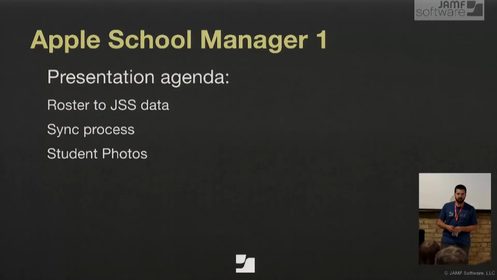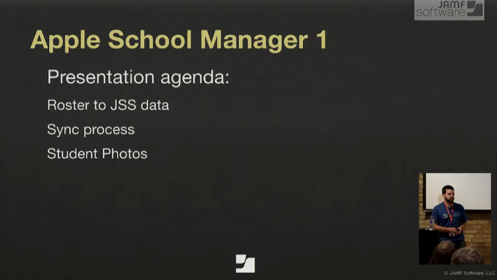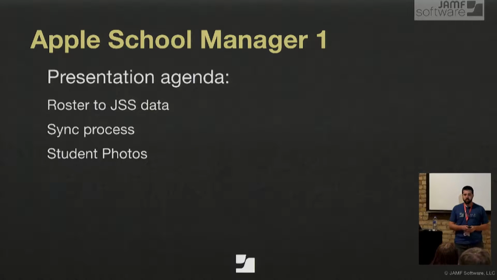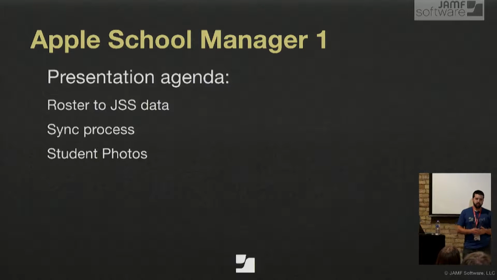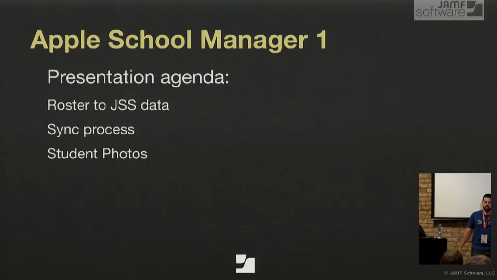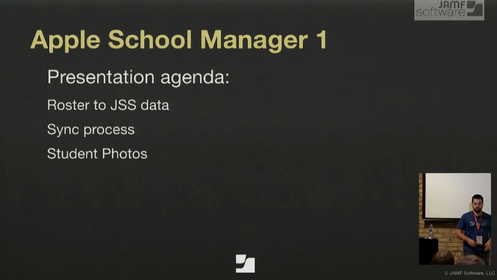So let's get started here. Next slide. All right. So in our first session, we have a few topics we're going to walk through. The first one is when we go into the roster data in your Apple School Manager, what that looks like and how we get that all into the JSS, and that process. Then we'll dive a little bit into how the sync keeps that up to date and what happens in the JSS when that occurs. And then diving a little bit into the student photos and the configuration required around them.